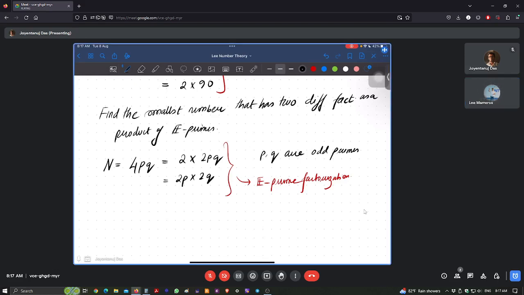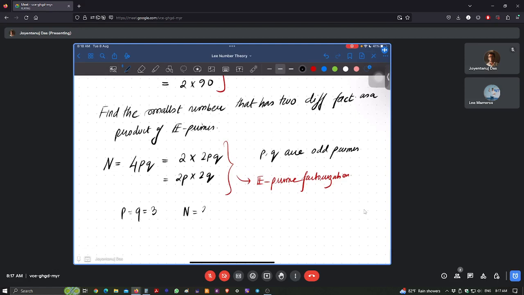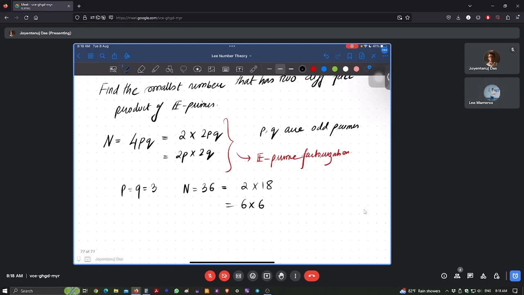Yes. So we can choose particular values of P and Q, right? For example, if I choose P and Q both to be 3, that is the smallest odd prime number I can choose, right? So n equals 36 in that case. So 36 is the smallest number in the E zone that can be written as two different prime factorizations. One is 2 times 18 and another is 6 times 6. So this is the answer.